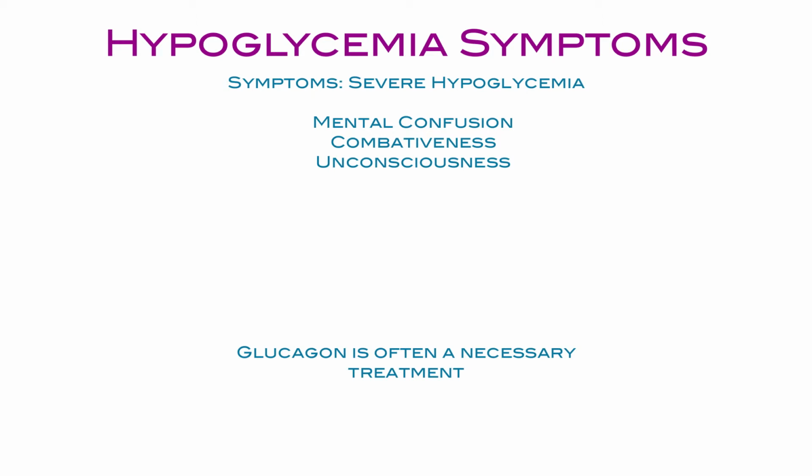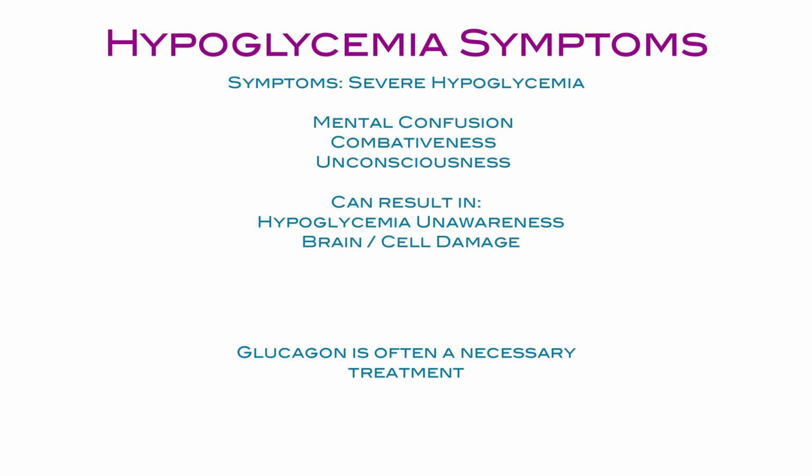Glucagon is the hormone that tells the liver to turn on and release stored glucose. We will talk about this more in a few minutes. These severe symptoms can result in hypoglycemia unawareness, brain or cell damage, coma, and death.